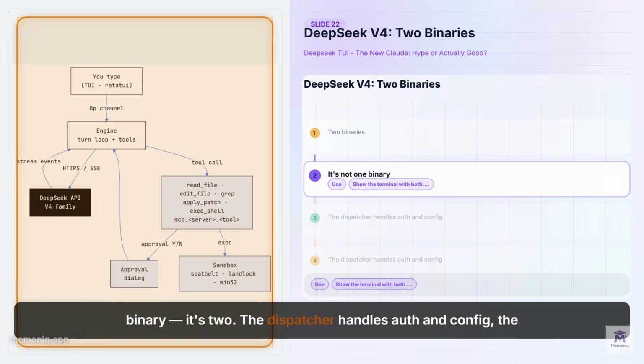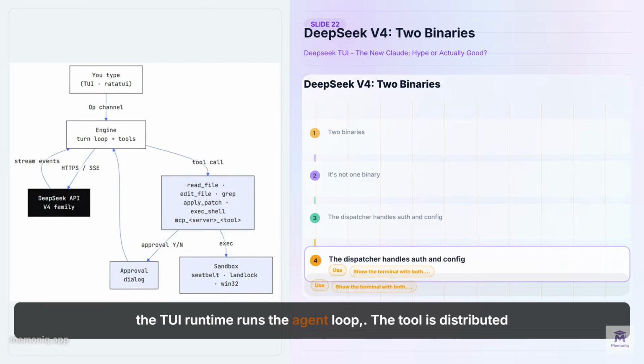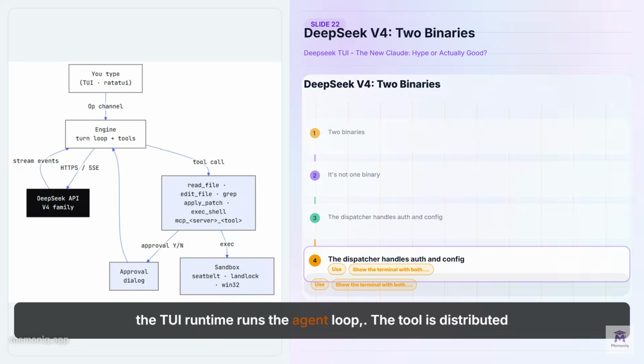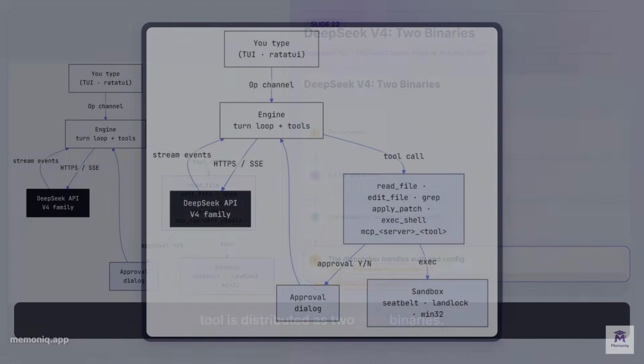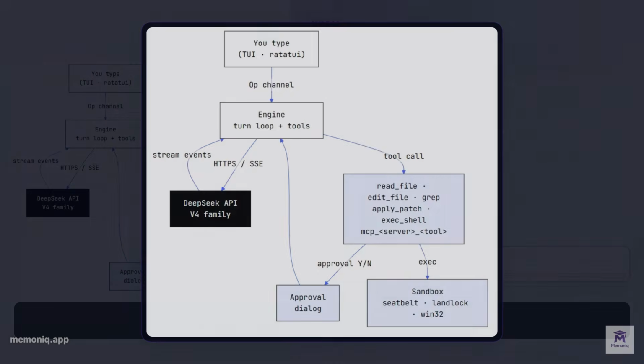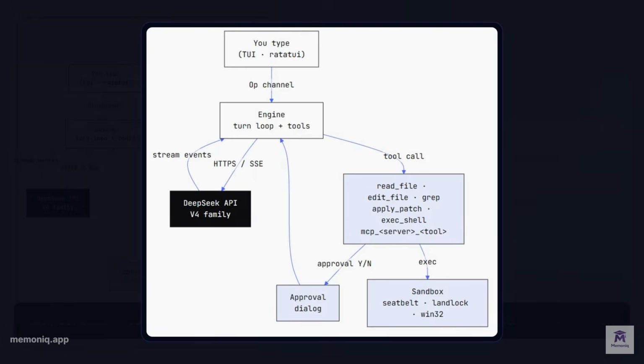It's not one binary, it's two. The dispatcher handles auth and config. The TUI runtime runs the agent loop. The tool is distributed as two Rust binaries. The first is the dispatcher CLI called deepseek. It handles authentication, configuration, model selection, and session management.